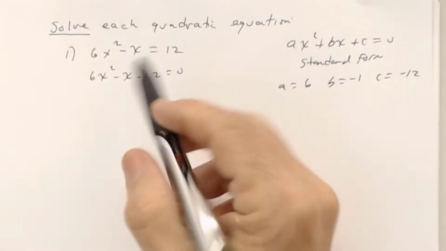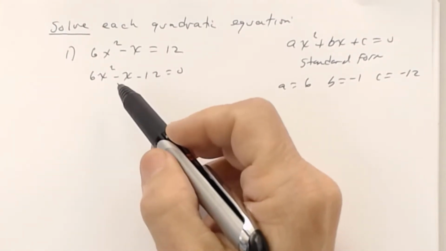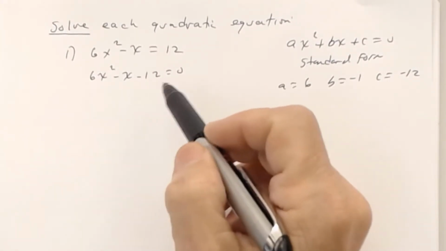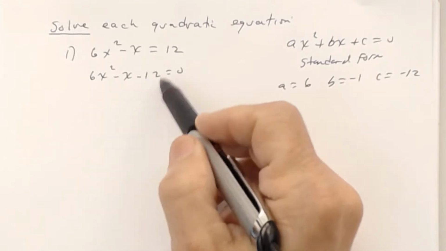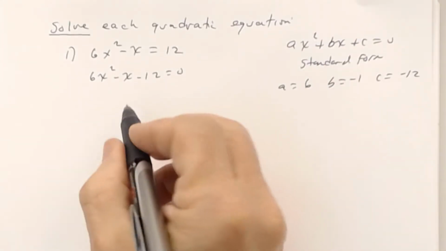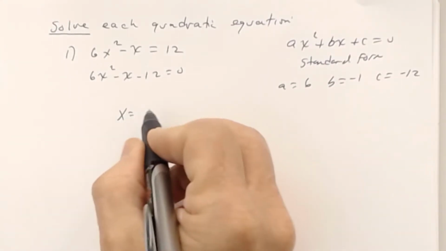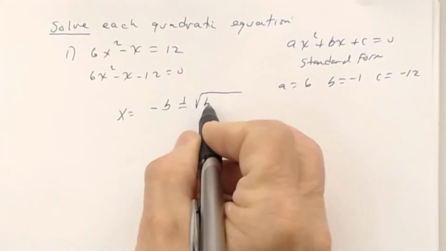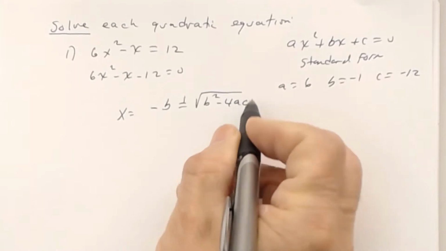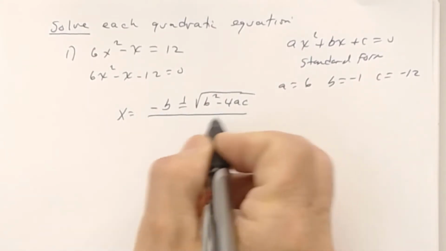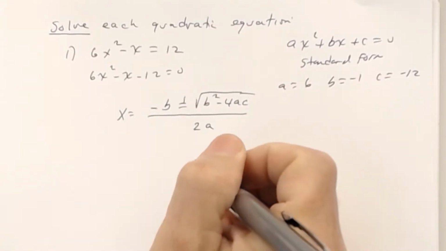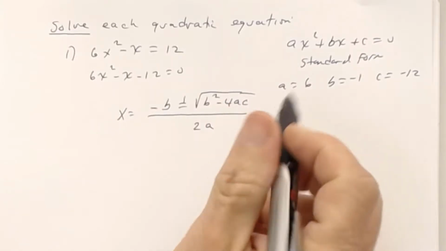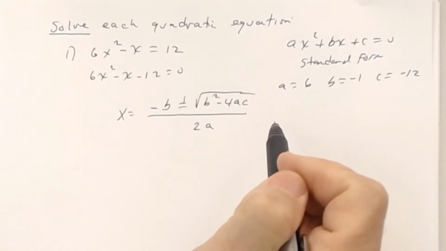So remember, a is the coefficient of x squared, b is the coefficient of x, which in this case is negative 1, and c is your constant, which is negative 12. So remember, the formula is x equals the opposite of b plus or minus the square root of b squared minus 4ac, all that being divided by 2a. And then you just plug and then you chug.